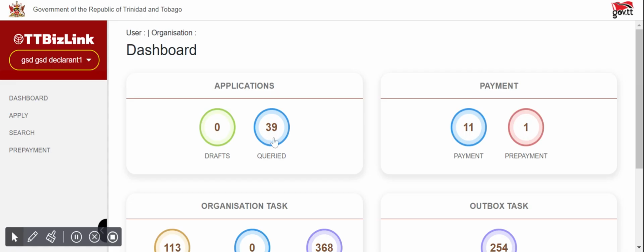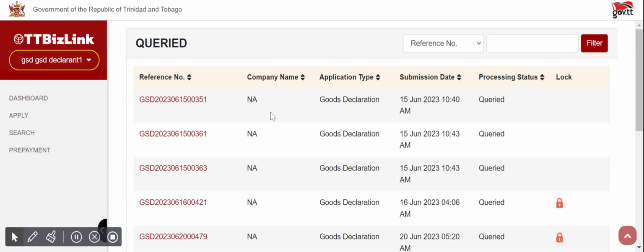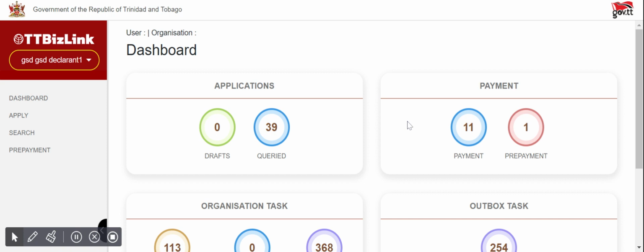The other bucket is a queried bucket. This has any application or declaration that would have been queried by the agency. So if you are trying to respond to a queried application, you can look for your application here.